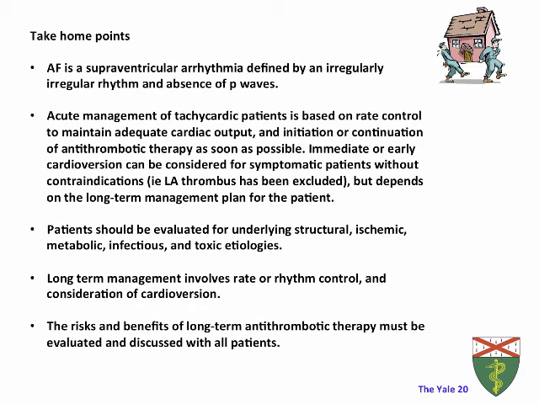To summarize, here are the take-home points from this presentation. So atrial fibrillation is a supraventricular arrhythmia defined by an ECG showing an irregular rhythm and absence of P waves. The acute management of tachycardic patients is based on rate control in order to maintain adequate cardiac output and either initiation or continuation of antithrombotic therapy as soon as possible. Immediate or early cardioversion can be considered for symptomatic patients without contraindications, namely exclusion of a left atrial thrombus.